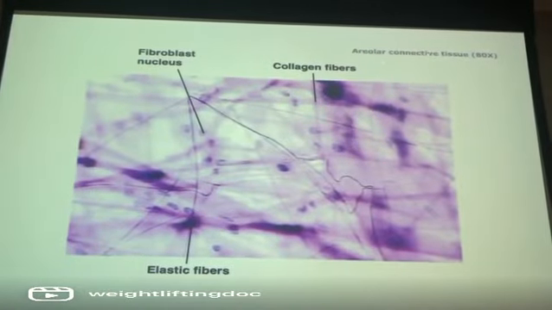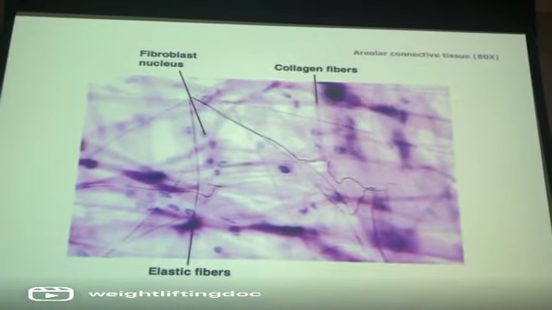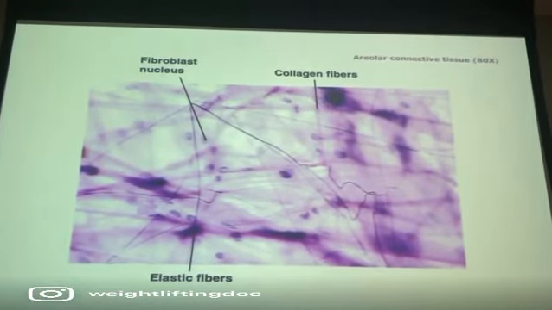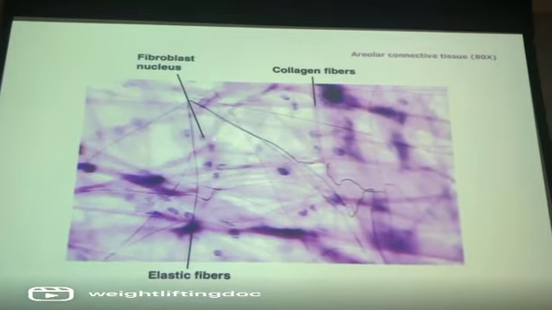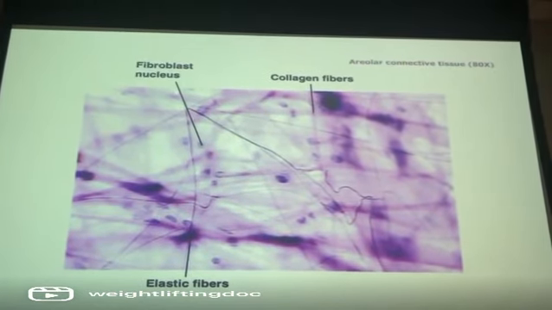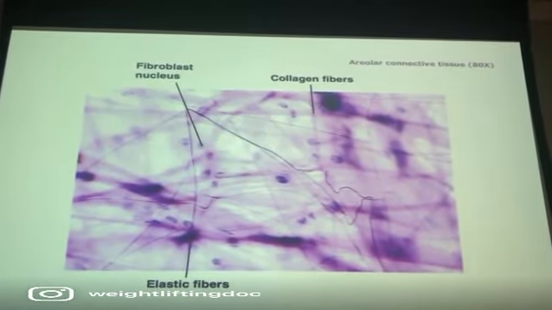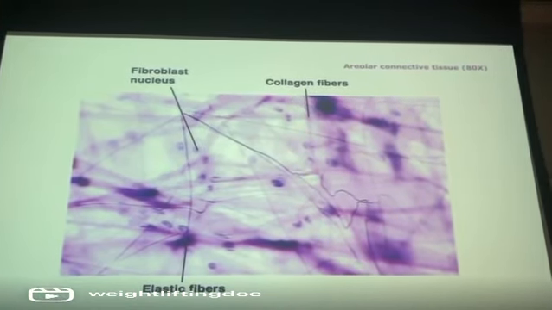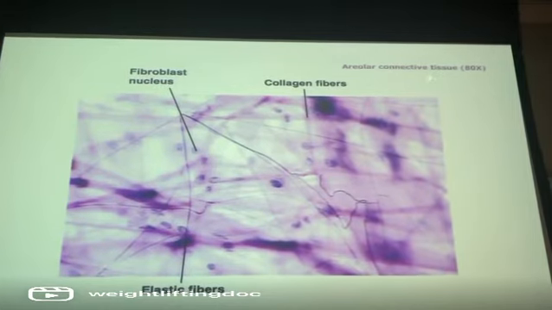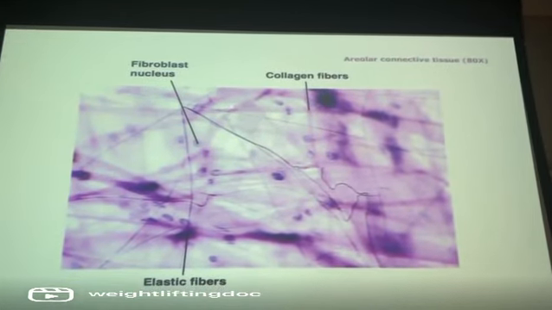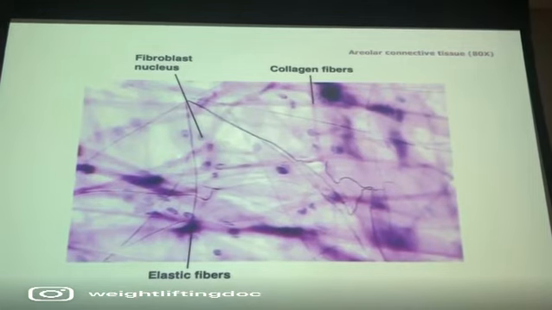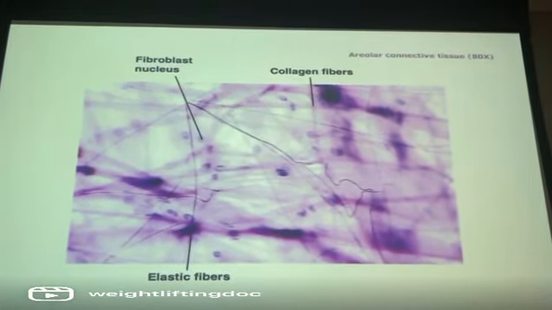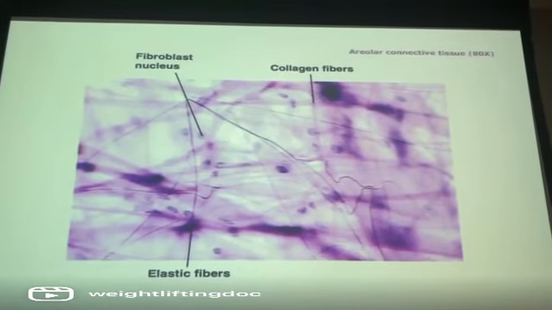Now, if we look at areolar CT, this is a connective tissue proper. If we're in connective tissue proper, the cells are going to be fibroblasts unless we're in adipose tissue. And then what you're seeing on most of these is going to be the nucleus of the fibroblast. So that's why it says fibroblast nucleus. And when we look at the different types of fibers that we find in areolar CT, we have these thick purple fibers. Those are going to be collagen fibers, and the thin black fibers, those are going to be elastic fibers. Okay, so that's areolar connective tissue.